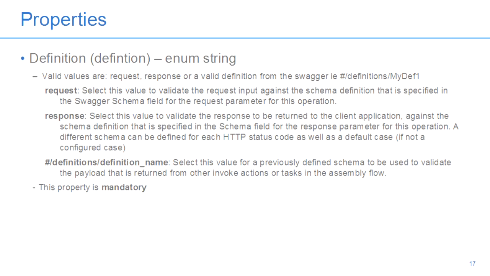Skip that bit. I'll cover that later in a minute. So there's really one property for this policy, and that is just the definition. And the definition has three values that it can be.